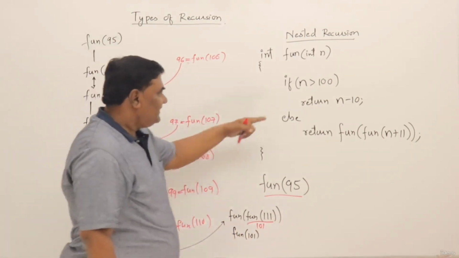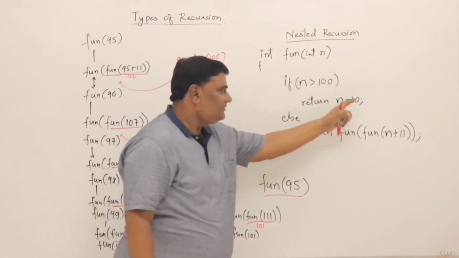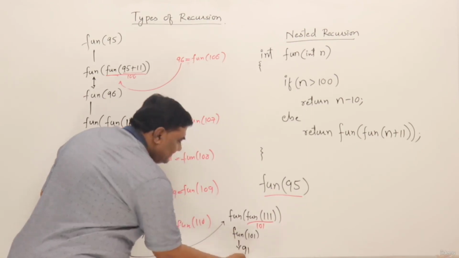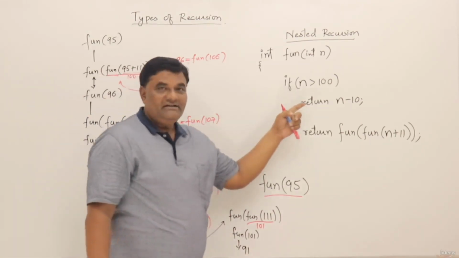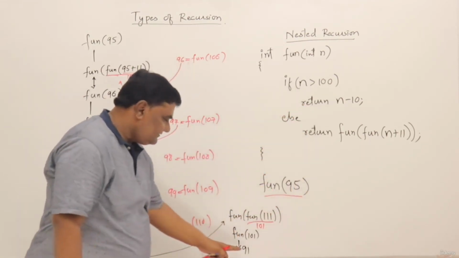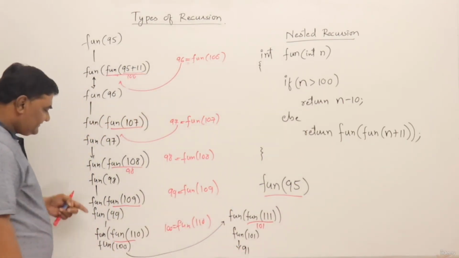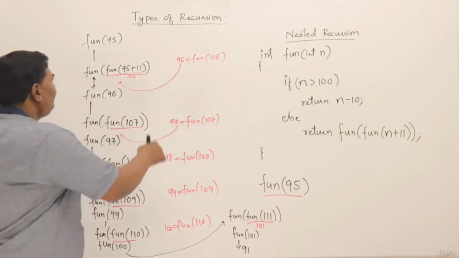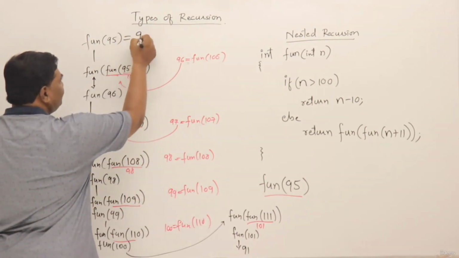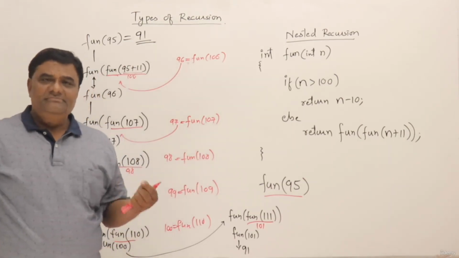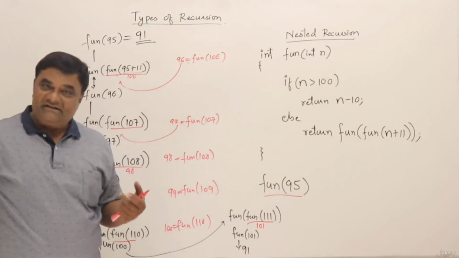Fun of 101, again it is greater than 100, so this will be 101 minus 10. So this becomes 91. Now this time it will not enter into the else part and it will return 91. It goes back to this call and this one and this one and this one. Finally, the result of this one is 91. So that's how I have taken one simple example to show nested recursion.